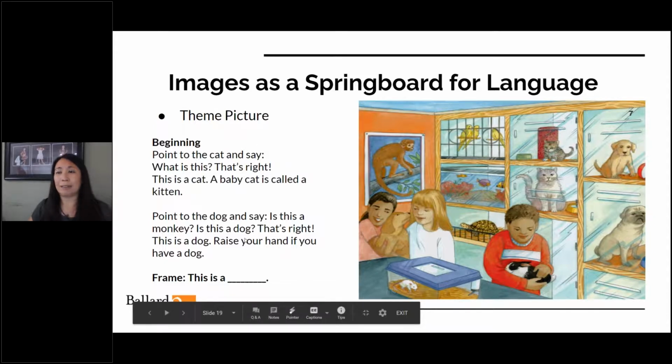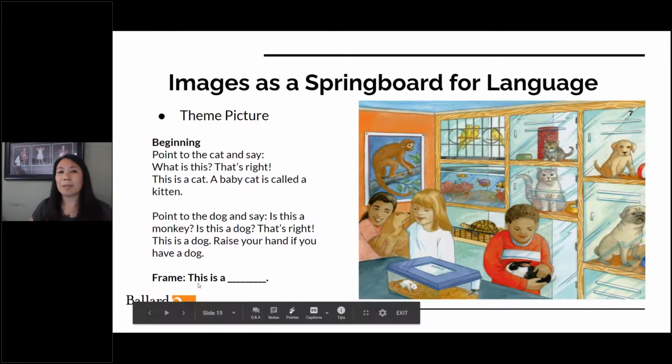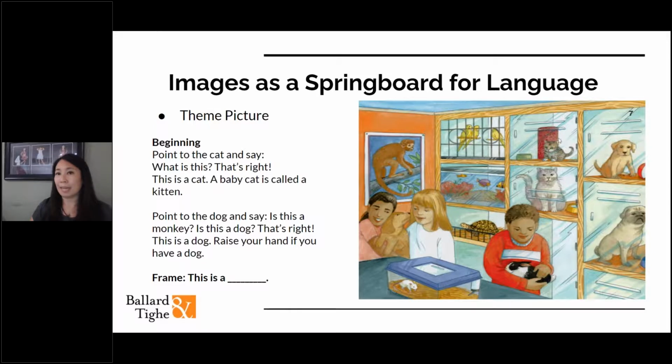So here at the beginner level, literally you're trying to name things. So you could point to the cat and say, what is this? That's right, this is a cat. A baby cat is called a kitten, right there. Point to the dog and say, is this a monkey? Is it a dog? That's right, this is a dog. So raise your hand if you have a dog. So they're interacting a little bit more non-verbally, that's okay. And then we could try, this is a dog, this is a monkey. So very, very simple for the beginning level.